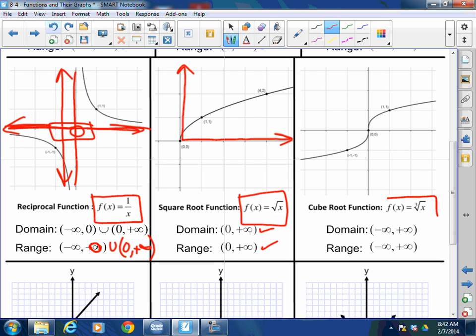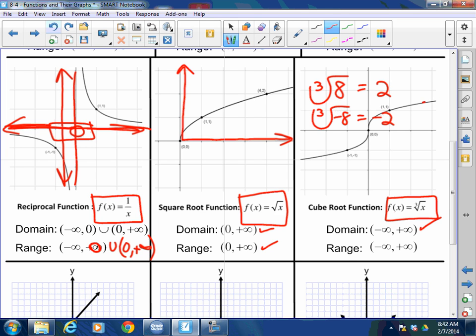F of x equals a cube root. Do I have a restriction there? No. Is that a square root or a cube root? Let me show you why there's no restrictions for cube roots. The cube root of 8 is 2. But the cube root of negative 8 is negative 2. It's valid. Because what's negative 2 times negative 2 times negative 2? Negative 8. So cube roots do not have restrictions, hence why the domain is all real numbers.